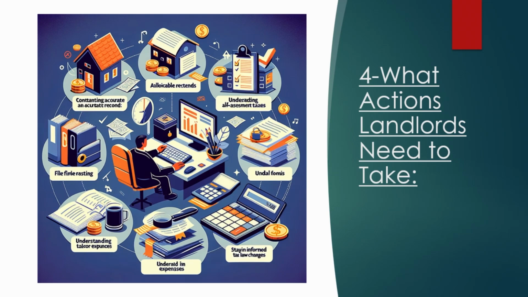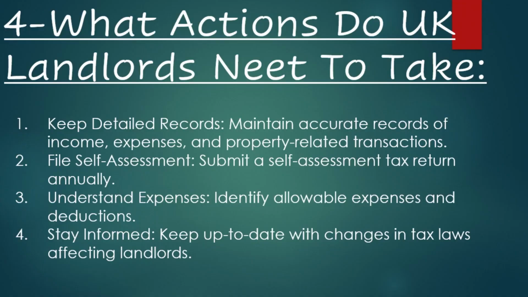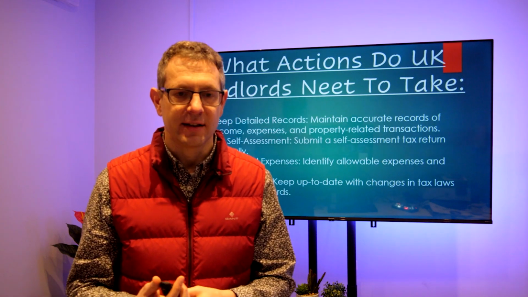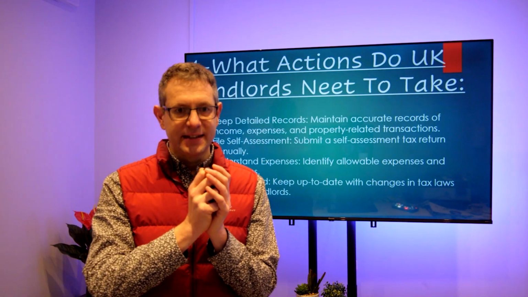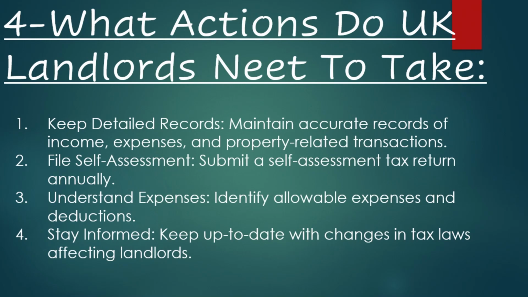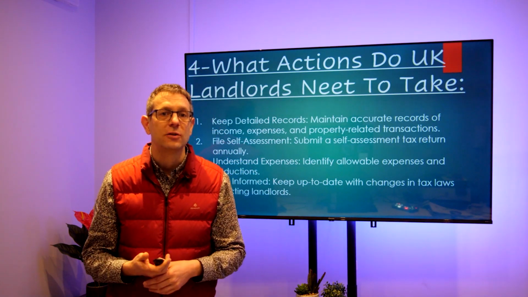So what actions do you need to take as a landlord? Firstly, keep detailed records. Maintain accurate records of income, expenditure, and therefore the profitability of your property business. File self-assessment tax returns if you own it in your own name, and understand your expenses. Identify all of the allowable expenses and deductions. Again, your accountant or tax advisor can help you identify and record all of those deductions that you are allowed to offset in your business. And stay informed. That's one of the main points here. Stay informed and keep up to date with the changes in tax law and things that affect landlords.